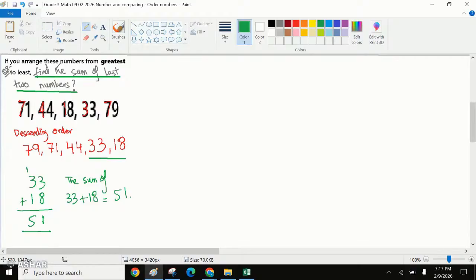Now we are trying to find, Nate, the sum of the last two numbers, right? It did not say we need to find the difference of the first and the last number, right? It just said find the sum of the last two numbers, and these were the last two numbers, right? Okay, so the sum of the last two numbers, sum means addition, difference means subtraction.